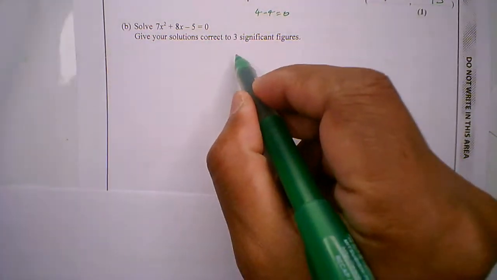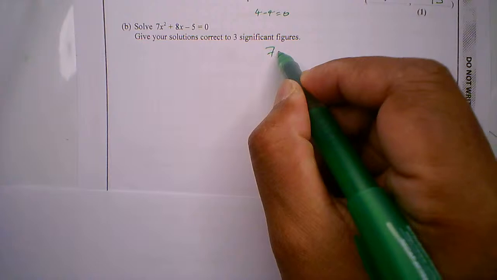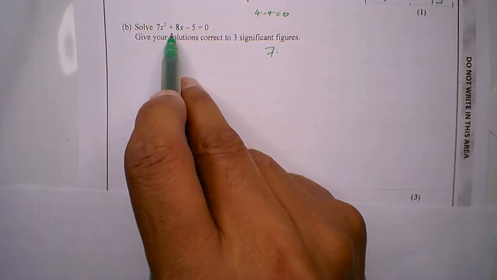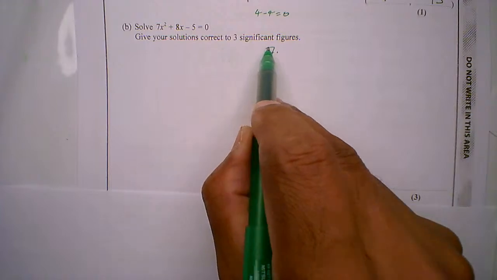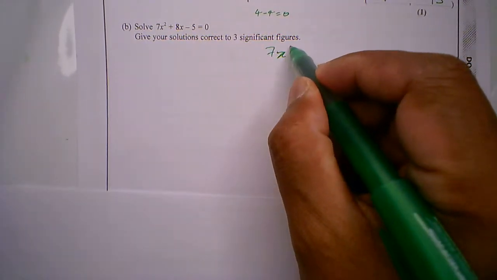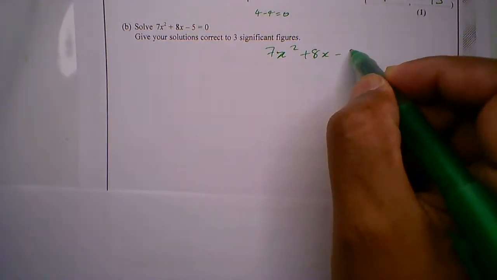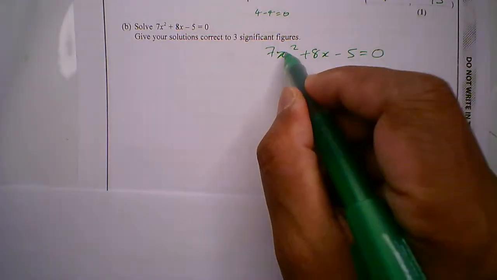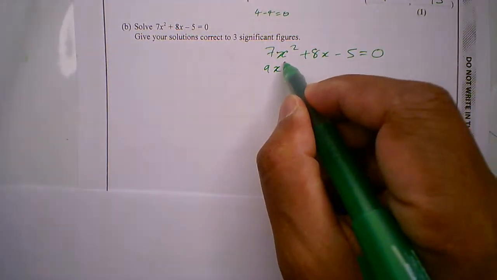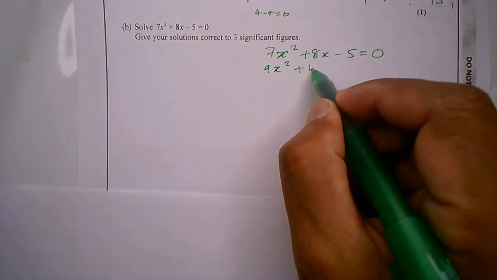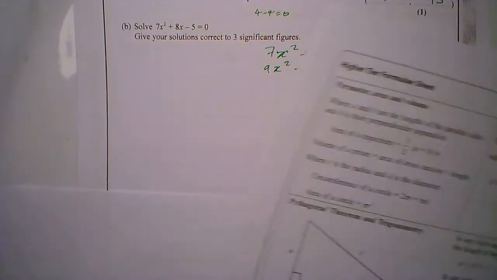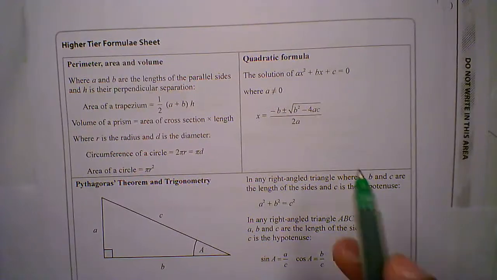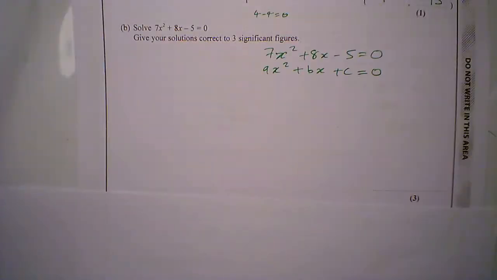The key to this question is, let me write the question. Solve 7x squared plus 8x take away 5 equals 0. Give your solutions correct to 3 significant figures. So you've got 7x squared plus 8x take away 5 equals 0. It's in the form ax squared plus bx plus c. So the good thing is we have a formula. We don't need to memorize our formula. So this is the quadratic formula.